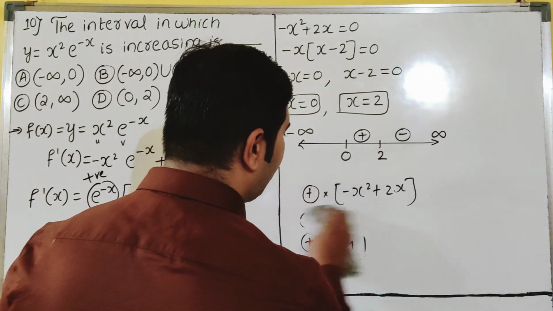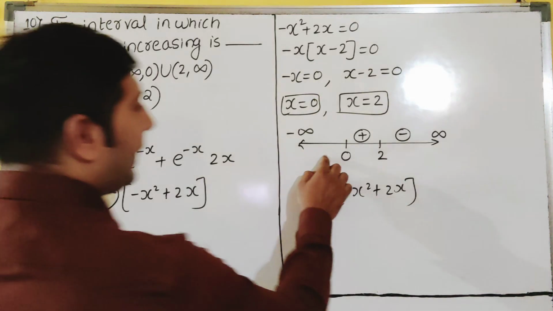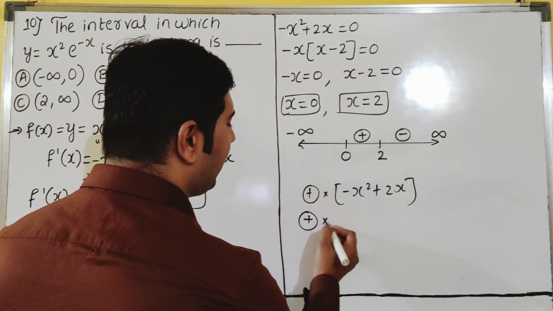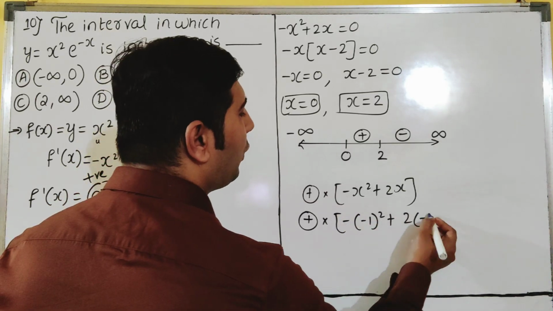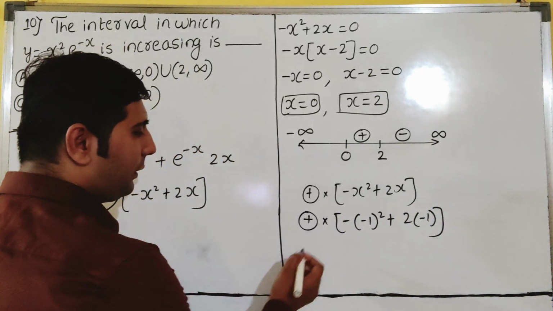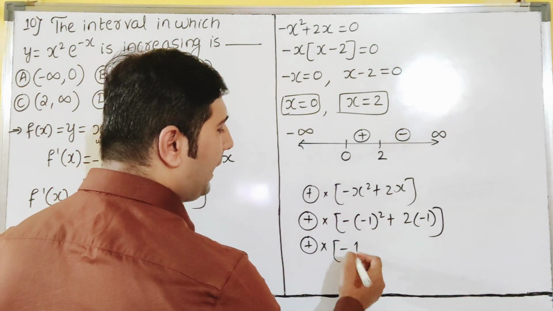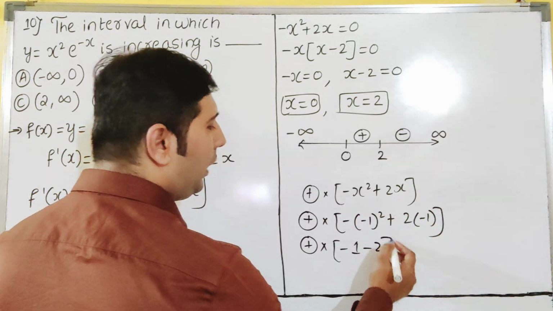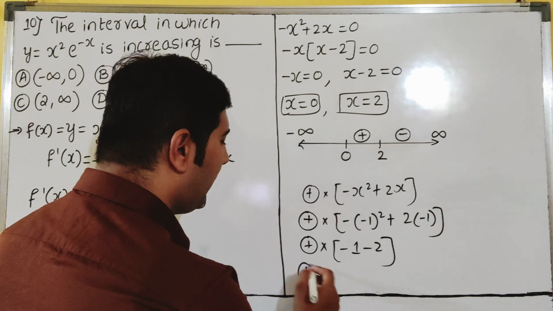Take less than 0. Which number is less than 0? -1 you can take. So any number you can take less than 0. So -1 whole square, 2 into -1. So how much will you get, you see? Plus, -1 square is 1, plus into minus, minus 2 1s are 2. How much will you get? -1 minus 2 is -3.